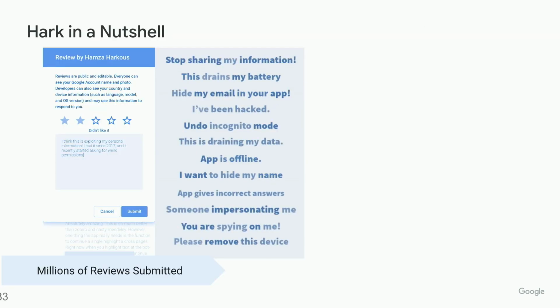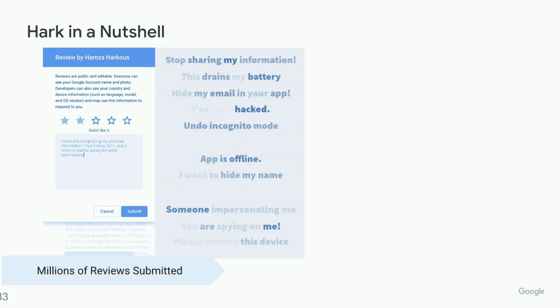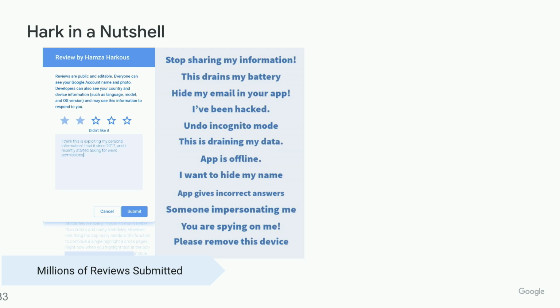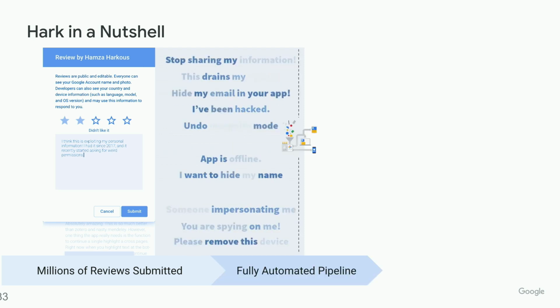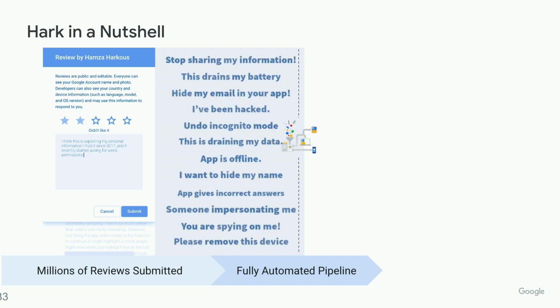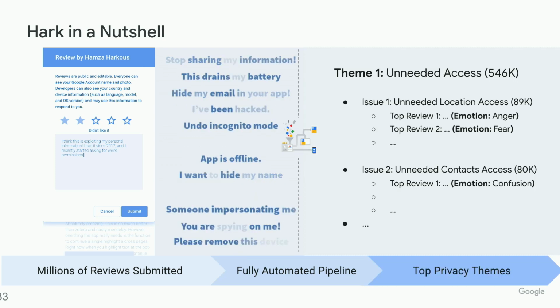So we built this system called HARK. It takes all the reviews. There are millions and millions of reviews submitted on the Play Store. People write about anything and everything, lots of topics. They might even write about battery draining and system crashing and things having nothing to do with privacy. But they do also write about privacy. So our idea was, if we can throw a lot of sophisticated analysis at this, what we could pull out would be themes. What are the biggest issues users care about?